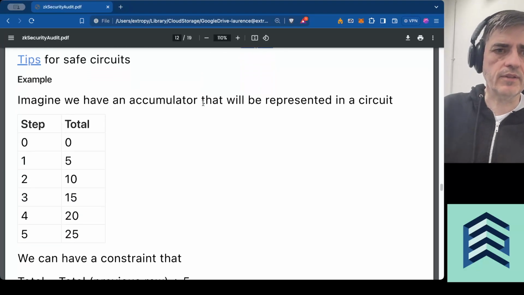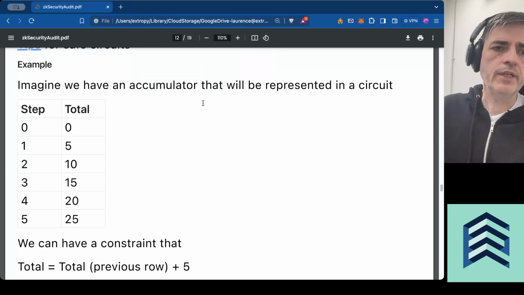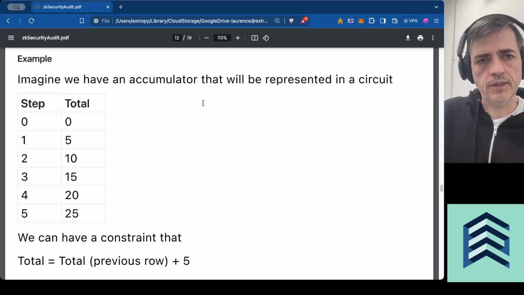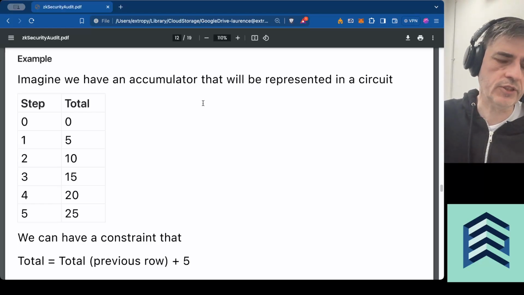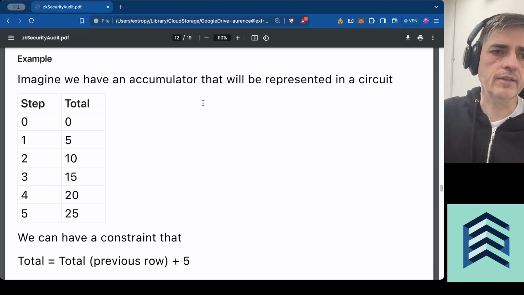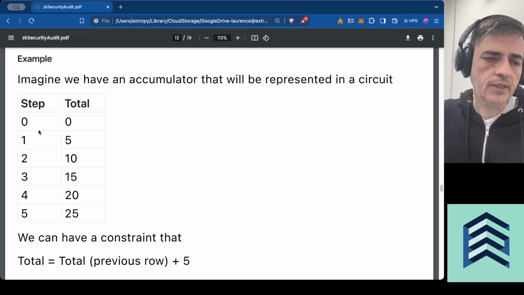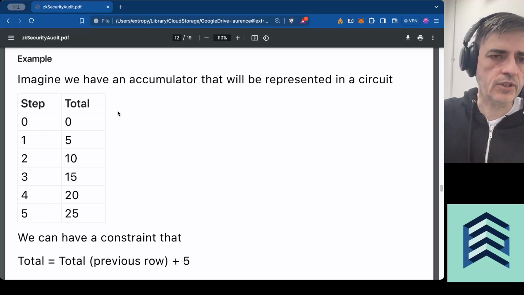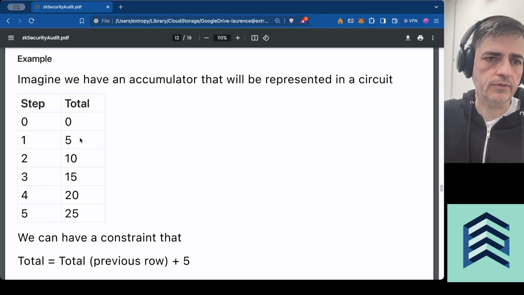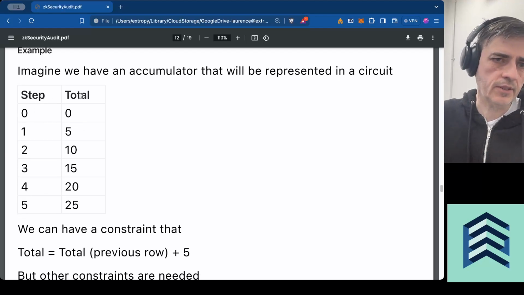Just to give you a further example, if you imagine our computation is going to involve some kind of accumulator, and what this accumulator is meant to be doing is, as we step through the execution, at each step we're going to add 5 to the total. You can see here in this table I've represented a column for the total, and then one for the step. So the total here is increasing by 5 each time.